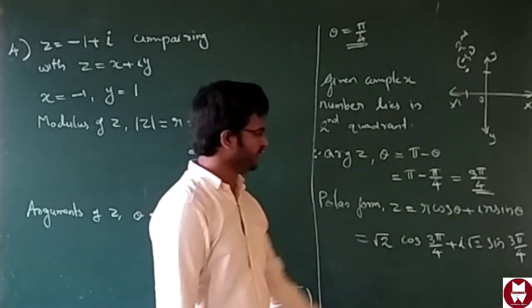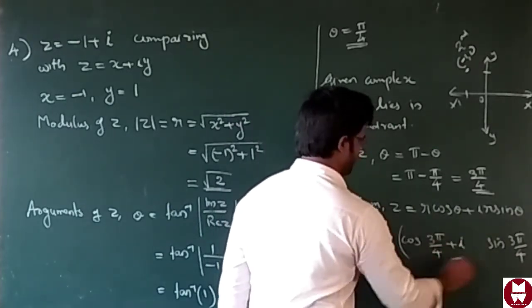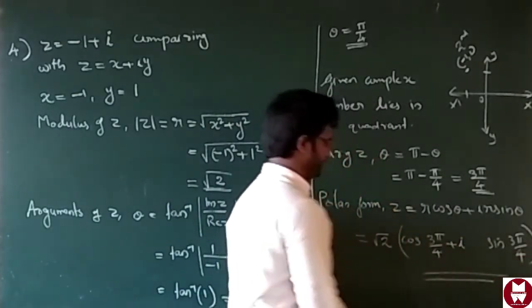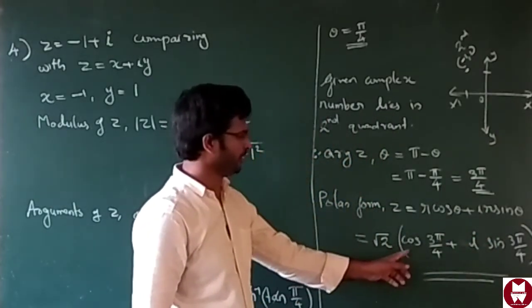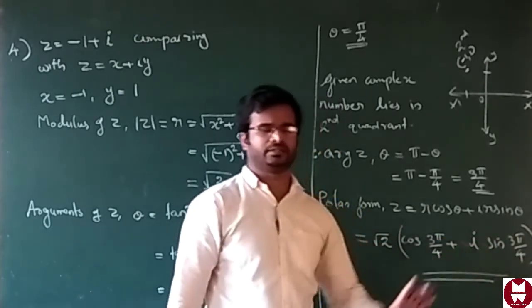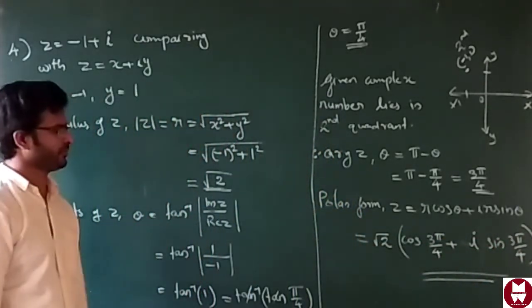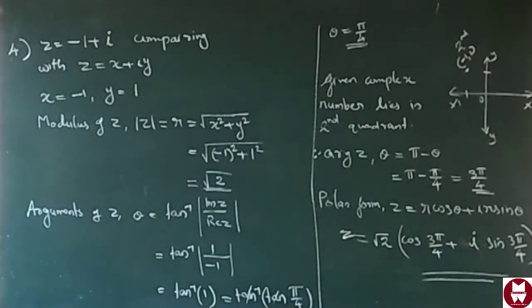Here you can see root 2 and root 2 are common, isn't it? Take it outside and use one bracket. Root 2 into cos 3 pi by 4 plus I sin 3 pi by 4. That is our required polar form. Just pause the video and write it down in your notebook.